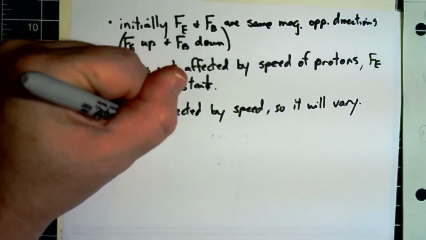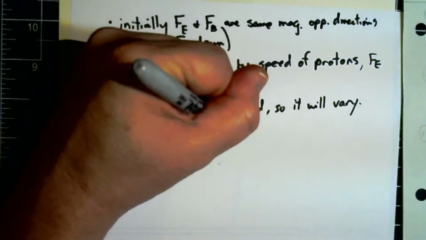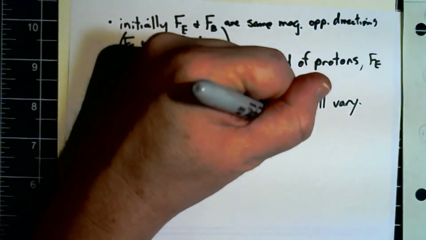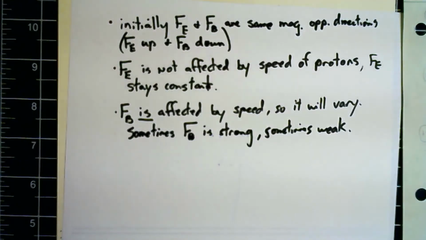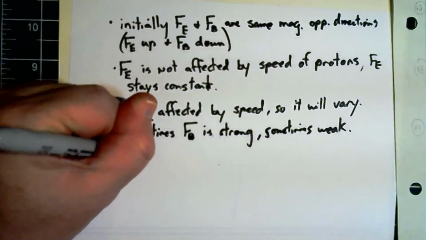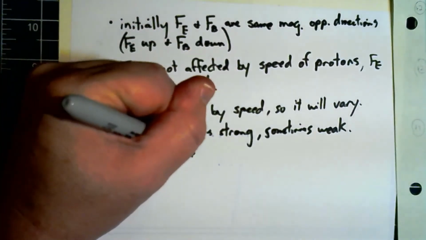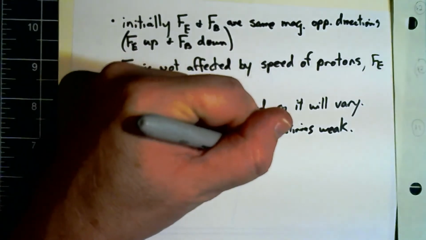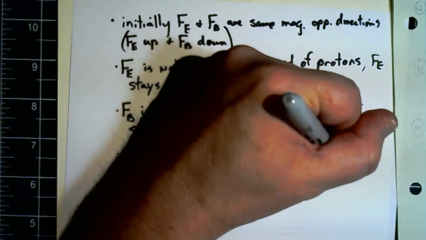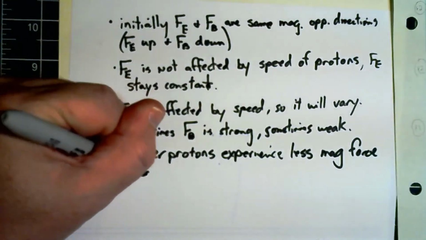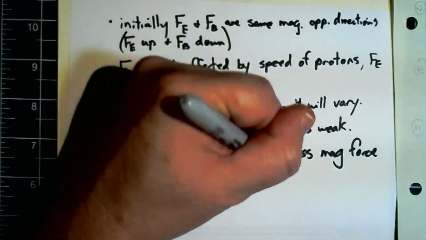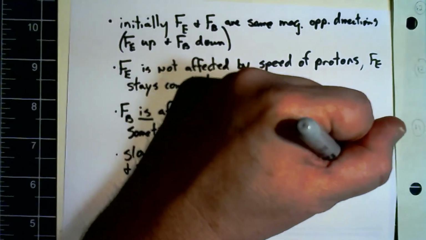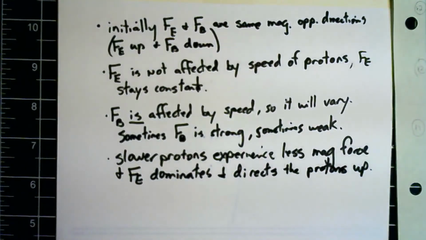Sometimes the magnetic force is strong, sometimes weak, depending on how fast the particles are moving. All right, so that means that slower protons will experience less magnetic force and the electric force dominates and directs the protons up. And so what that means is that the ones that are going slow are exiting on this top edge over here, closer to 1.